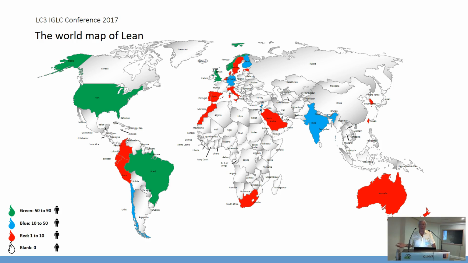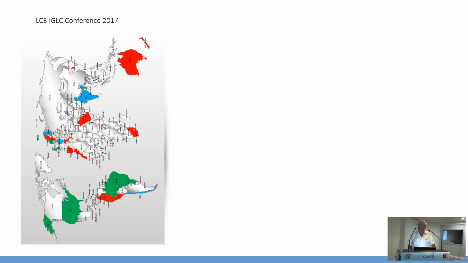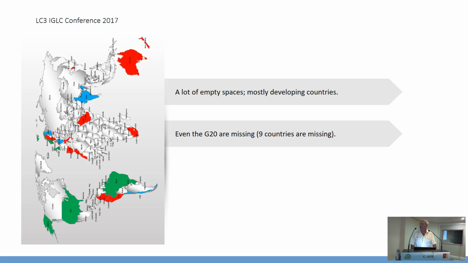And there's the fewer. And what is the most important thing, it's the white areas. It's the grayish-white areas. Out of roughly 200 countries in the world, we have covered 30. And when you look at the map, you might come to the conclusion, oh, it's the developing countries that are missing here. That's not true. A lot of empty spaces, mostly developing countries, question marks. No, even the G20 are missing. 9 countries out of the 20 most influential industrial countries of the world are not on our map.